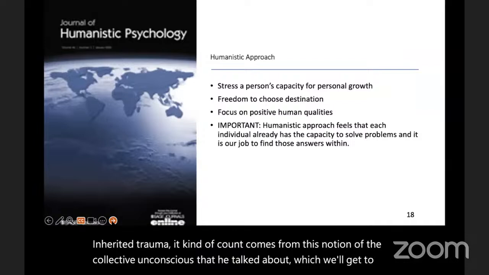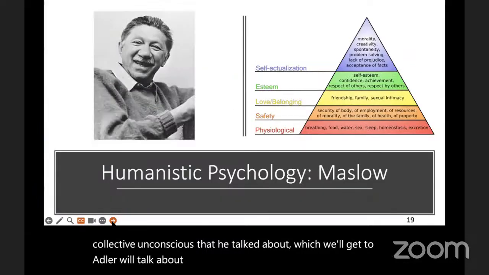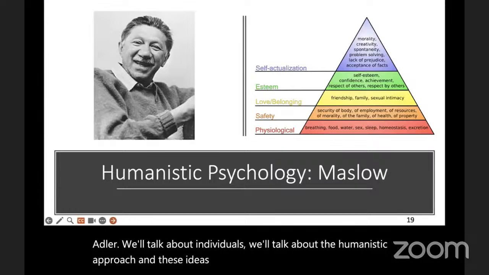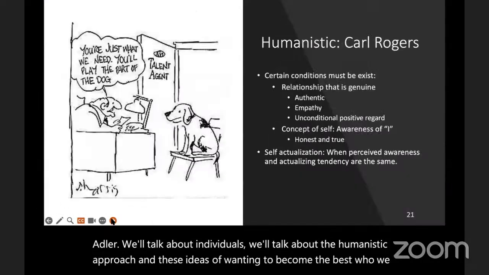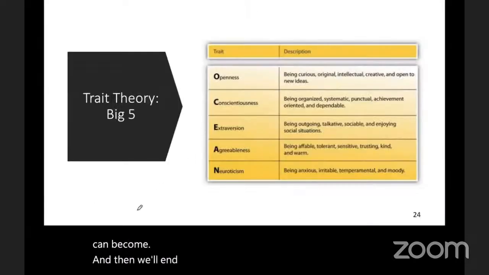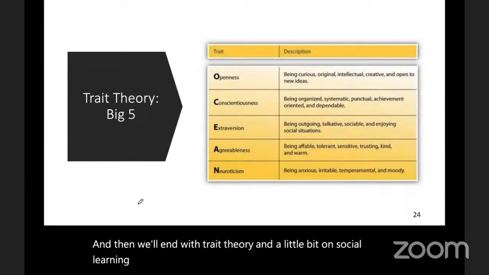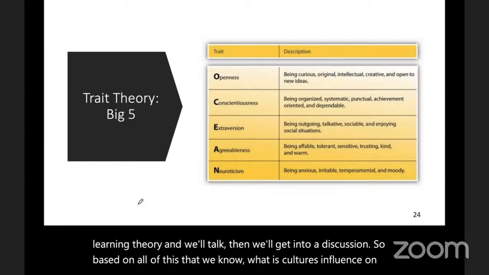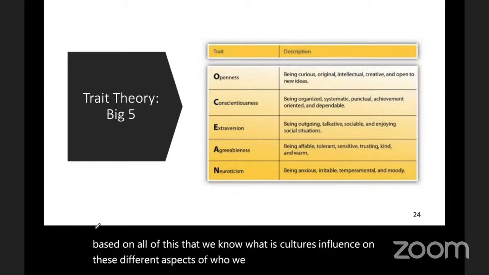Adler will talk about individuals. We'll talk about the humanistic approach and these ideas of wanting to become the best we can become. And then we'll end with trait theory and a little bit on social learning theory, and then we'll get into a discussion. Based on all of this that we know, what is culture's influence on these different aspects of who we are as individuals? That's where we're headed.